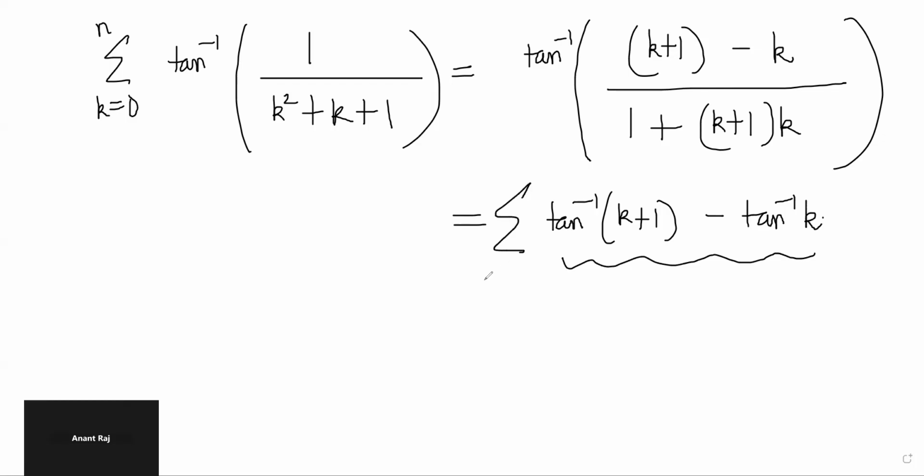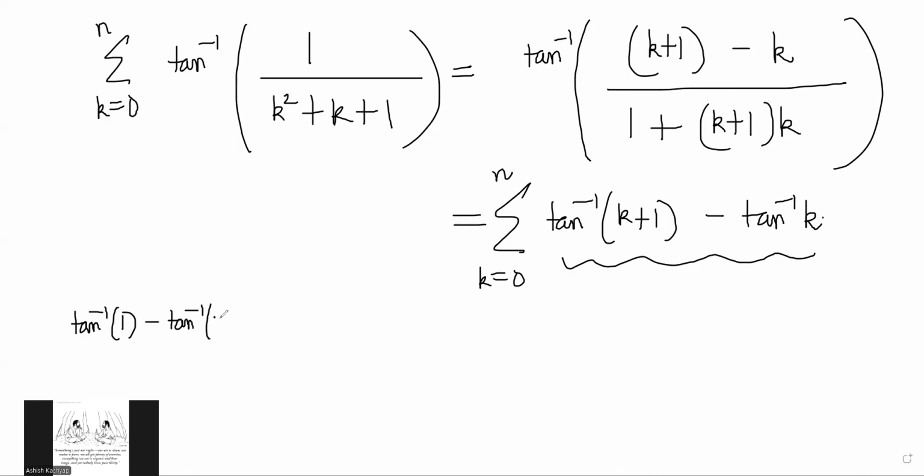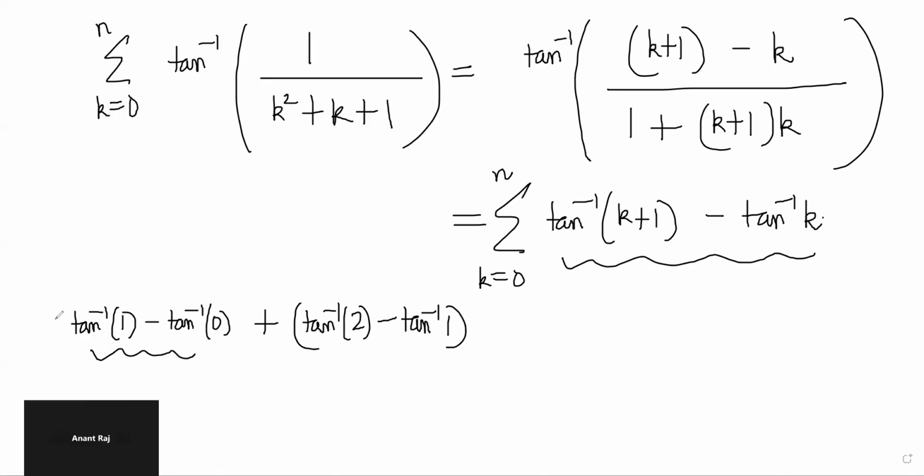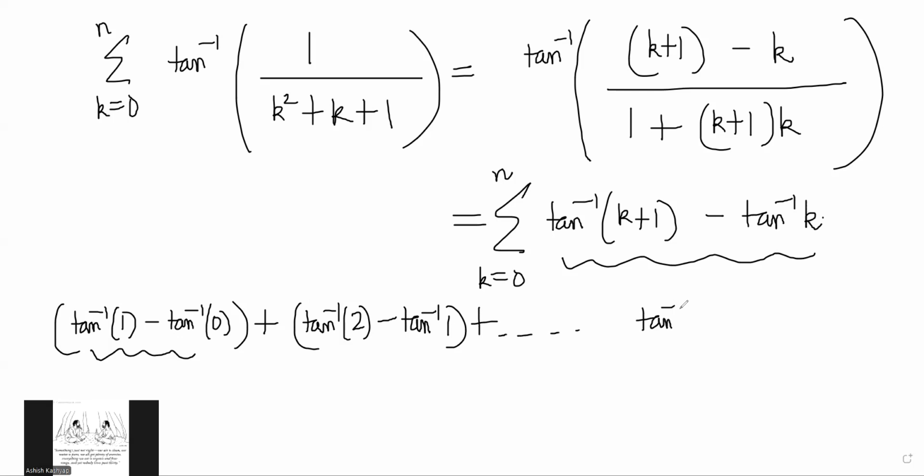And now I have to do summation from k goes from 0 to n. So when you do each term, you will see that the pattern is such that it keeps cancelling. When you put 0, for example, you get tan inverse 1 minus tan inverse 0. This is the first term. Second term is tan inverse 2 minus tan inverse 1, right? And the last term will be tan inverse n plus 1 minus tan inverse n, right?